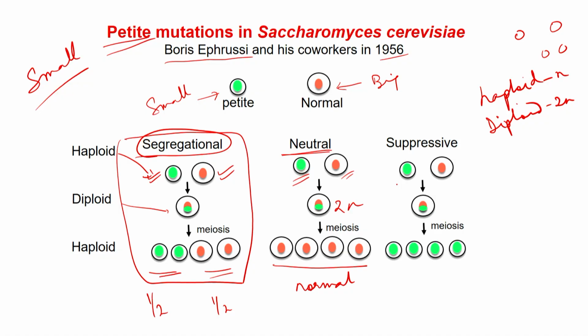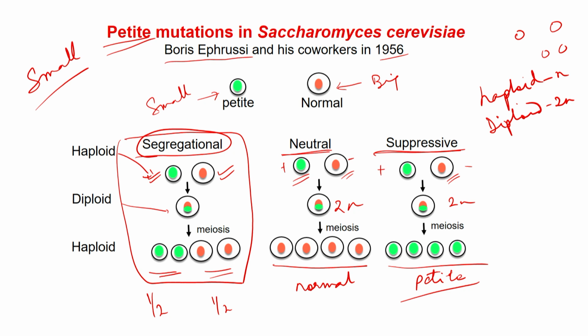Now, in another kind of cross, so this is called neutral. Another is suppressive. Here what happens is, if the plus mating strain, this is plus, this is minus, if the plus mating strain is small or Petite and if the minus strain is normal, the zygote is in a diploid condition 2N, it undergoes meiosis and all these are Petite. All these are Petite.